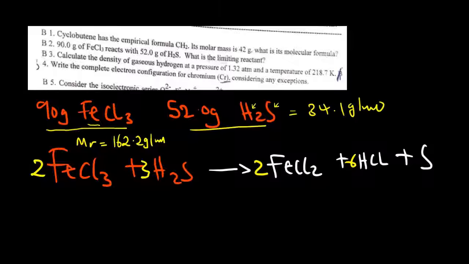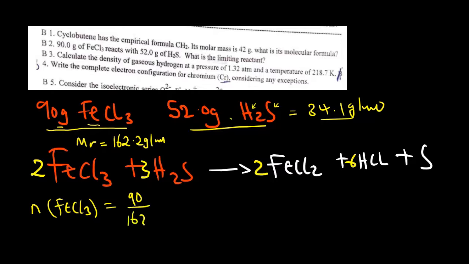So now I have the mass and the molar mass of this, and also of this one here. So I can use those to find the moles, right? Moles of iron 3 chloride is equal to the mass, which is 90, divided by the molar mass, which is 162.2. When I divide this, I'm going to get 0.555 moles. So these are the moles of iron 3 chloride.